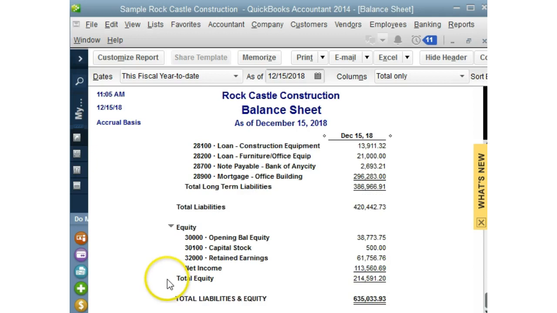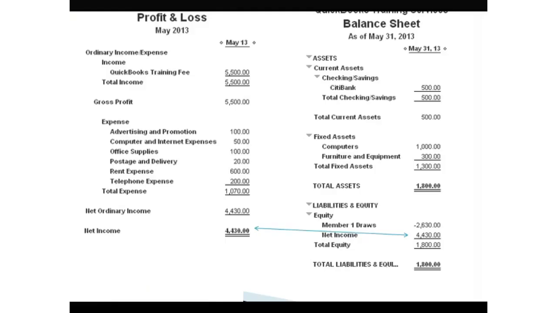Now let's take a look at these 2 reports side by side. These 2 reports work together. The information on the profit and loss flows through the equity of the balance sheet. In the balance sheet, net profit or loss decreases or increases equity. But why does it flow? Because at the end of the year, only the profit and loss balances of income and expense will reset to 0. The balance sheet does not.